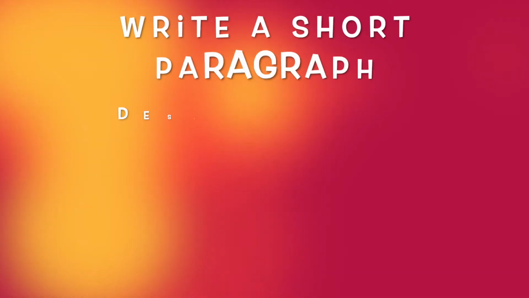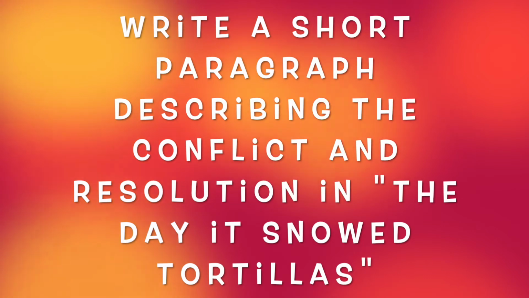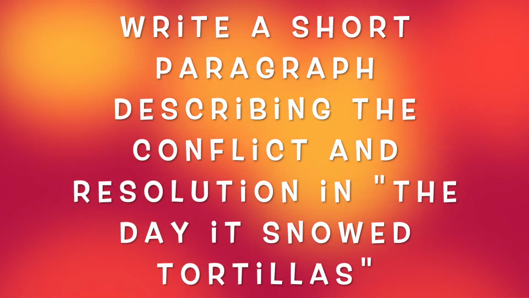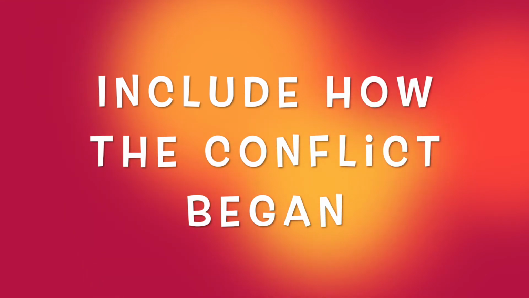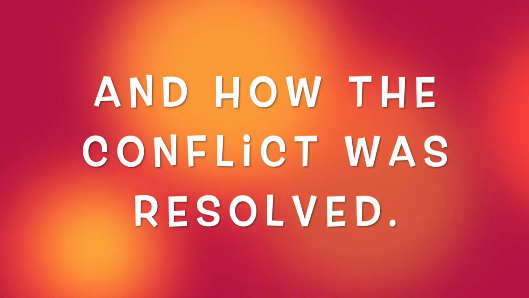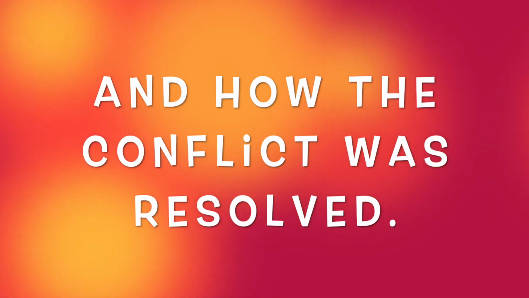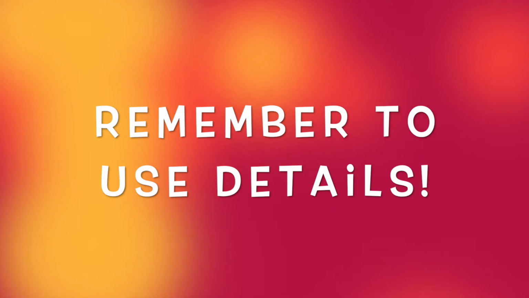It's time for today's journal prompt. I want you to write a short paragraph describing the conflict and resolution in The Day It Snowed Tortillas. Include how the conflict began and what happened that stood in the way of what the wife wanted. And then how the conflict was resolved. What did the wife do to resolve the conflict and get what she actually wanted? And remember, use details.